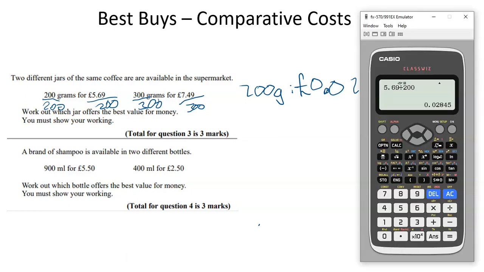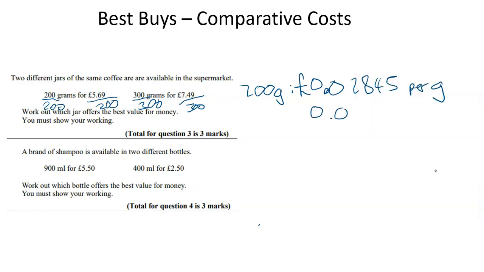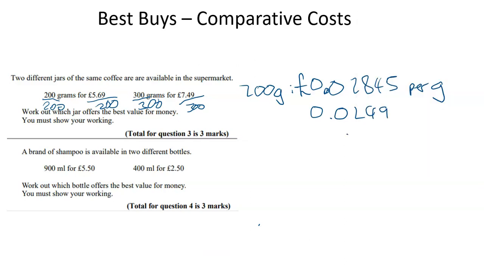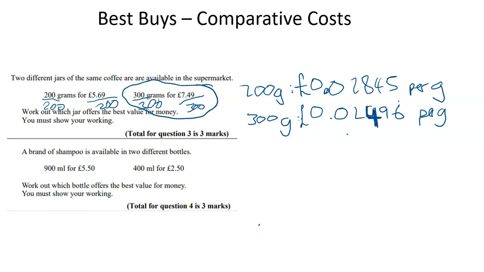Whereas the other one is going to be 7.49 divided by 300. And this one is 0.02496 recurring pounds, and this is for the 300 grams. Again, this is the price per gram. So obviously, if we want the cheaper one, this is 2.4. Apologies for my terrible handwriting. 2.4 is smaller than 2.8. So in this case, the larger packet is the cheaper.